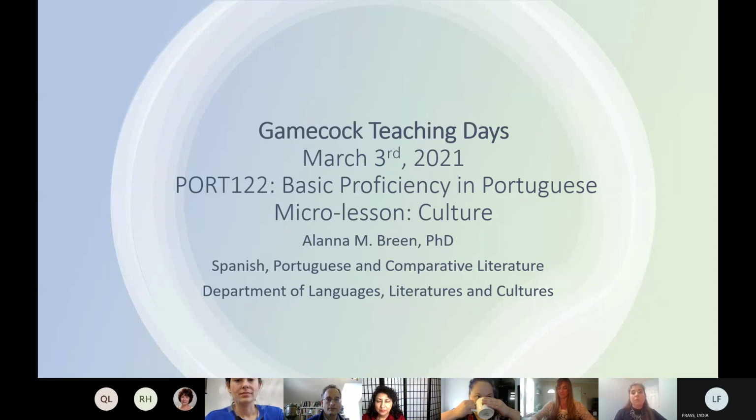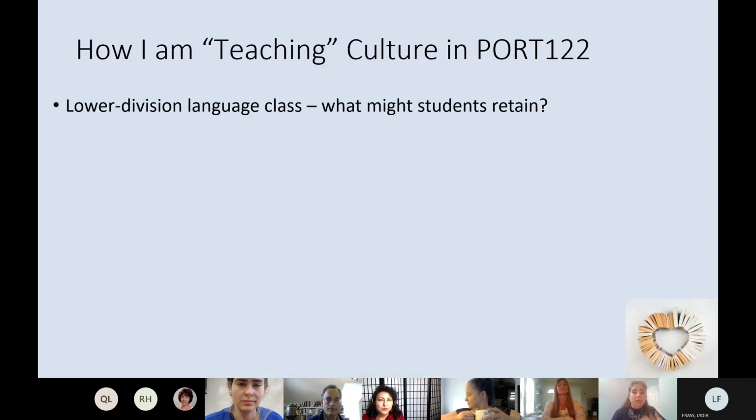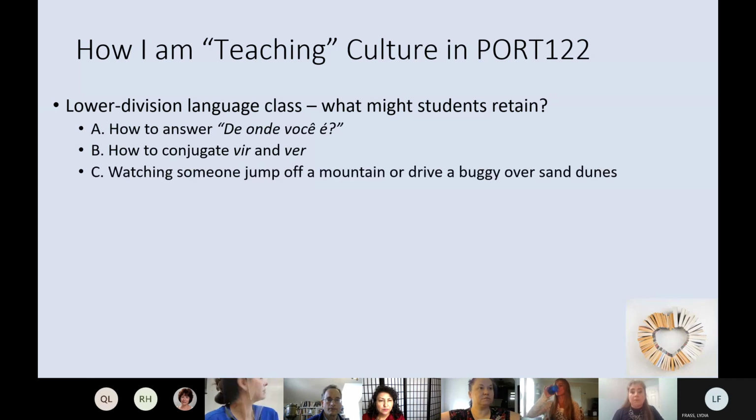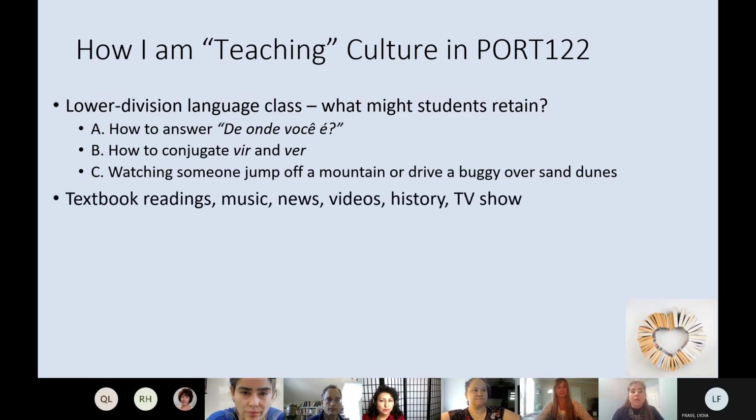The presentation is going to be on culture. And the way I teach culture is I keep in mind what the students might want to retain, and it's not grammar, it's memorable elements of experiences in class and encountering culture. And I do that through a variety of mediums.